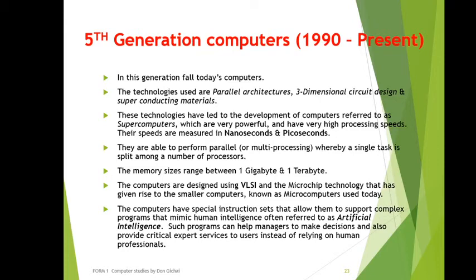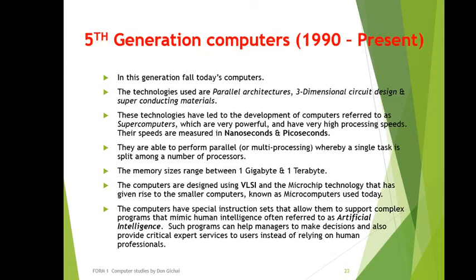These technologies have led to the development of computers referred to as supercomputers, which are very powerful and have very high processing speeds. Their speeds are measured in nanoseconds or picoseconds. They are able to perform parallel, that is multi-processing. They can do several things at the same time. Their memory sizes range between 1 GB to 1 TB. So, actually, we are talking of 1 GB, 2 GB, 8 GB, the machines that we have today. The computers are designed using microchip technology that has given rise to the smaller computers known as microcomputers used today.